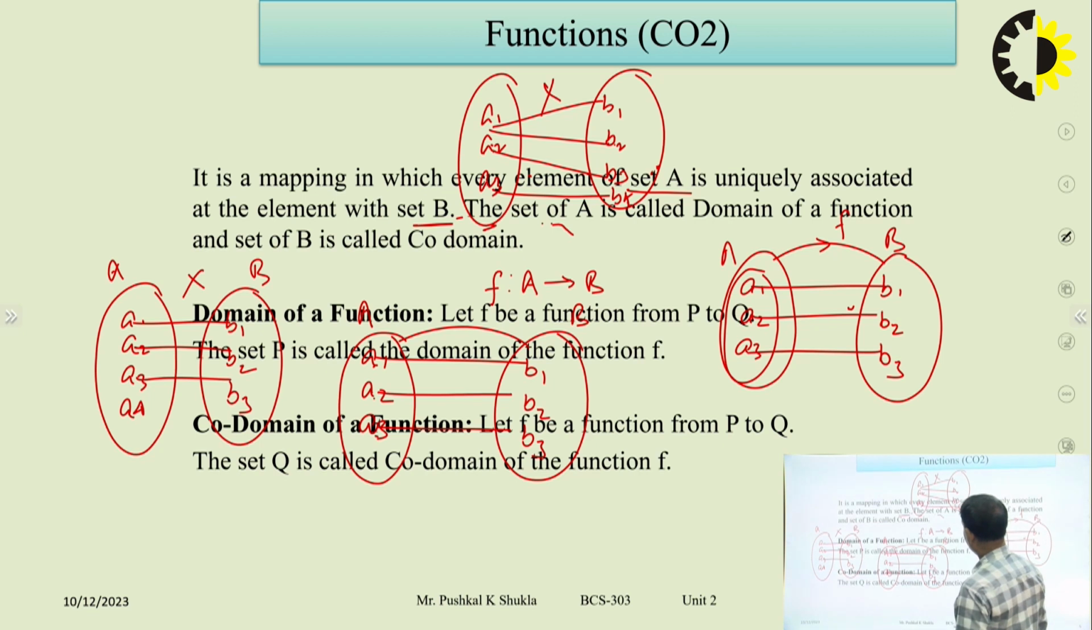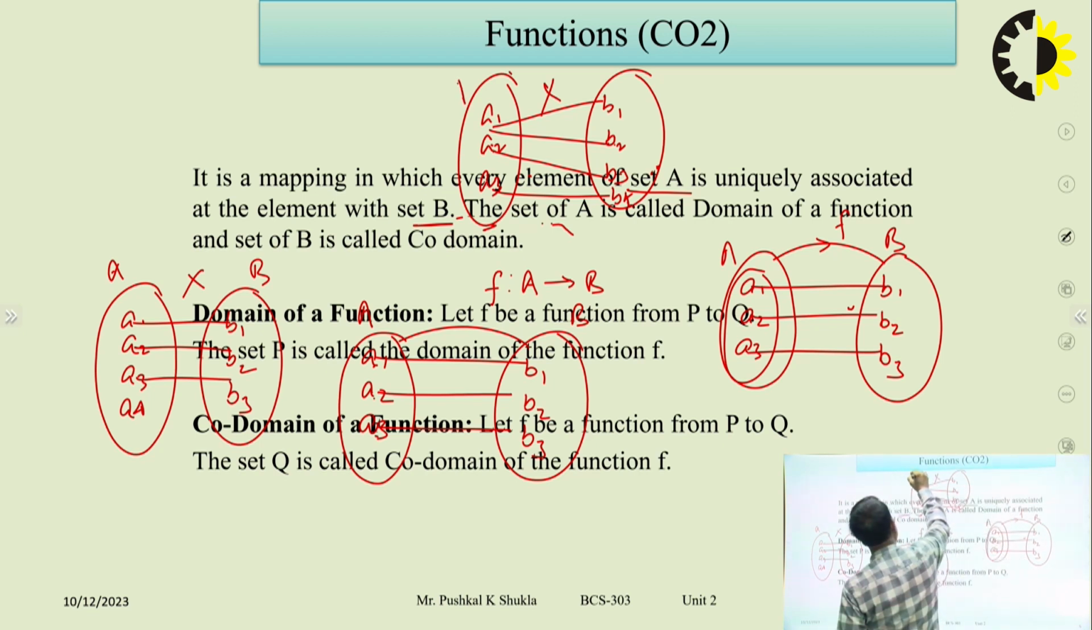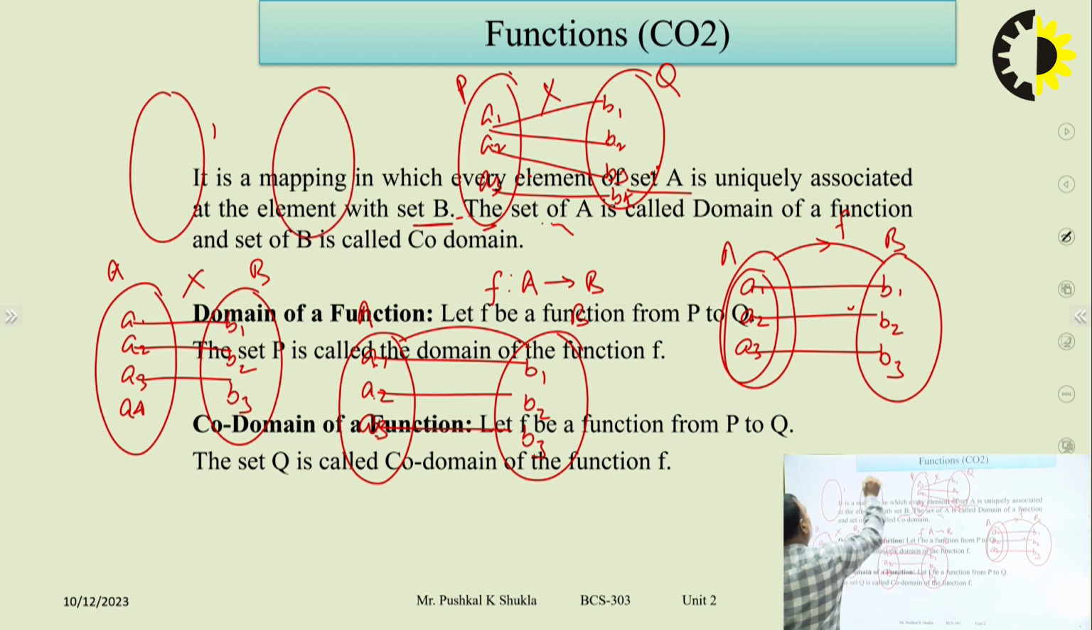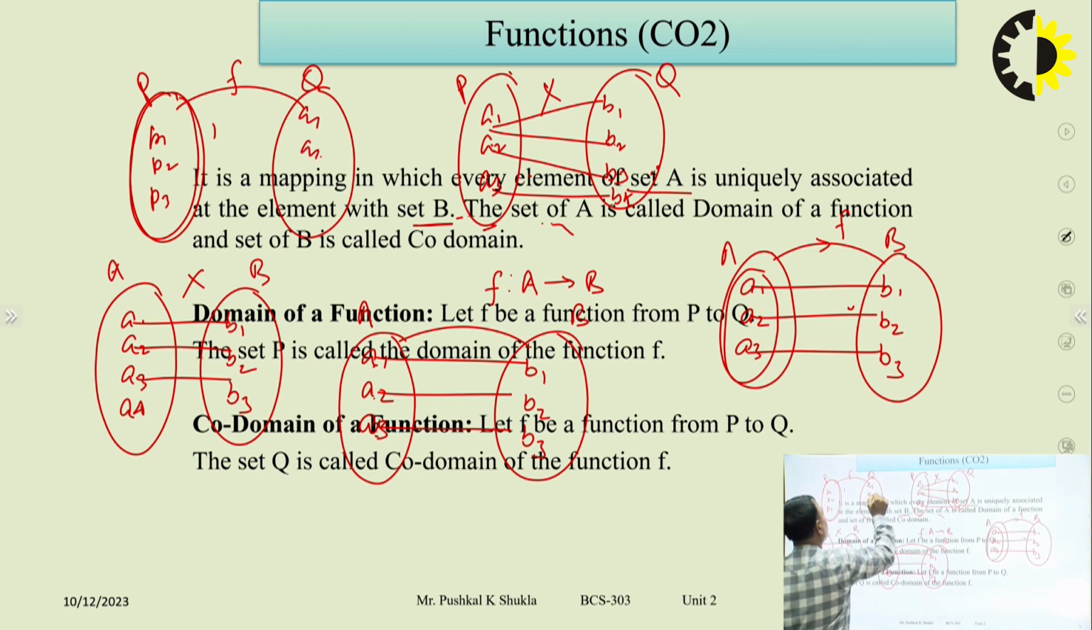Domain of a function. Let f be a function from P to Q. Suppose this is P and this is Q, and this is the function. Let P and Q be sets and f a function from P to Q. Then this is known as the domain, that is, the elements P1, P2, P3, and this is Q1, Q2, Q3.